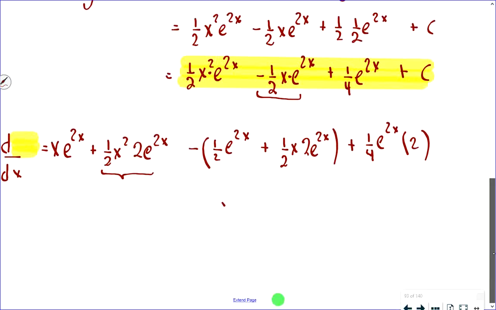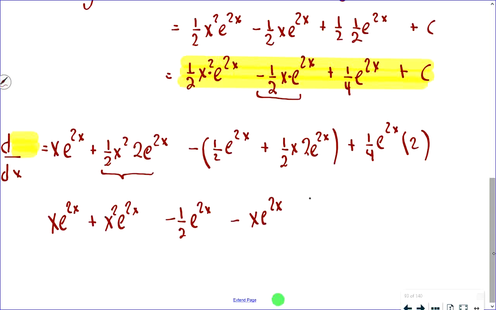So what do we get? I mean, how many of you see that we're getting the right result? Okay, I'll write it all out to be explicit. I have x e to the 2x. I have plus x squared e to the 2x. I have minus 1/2 e to the 2x. I have minus 1/2, minus x e to the 2x. And I have plus 1/2 e to the 2x.